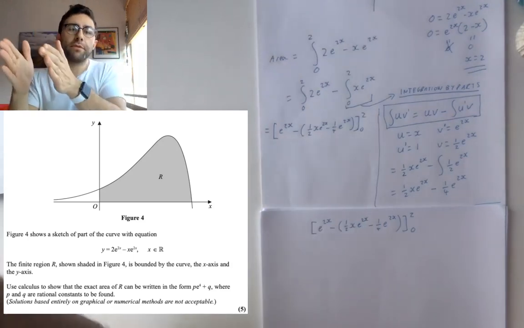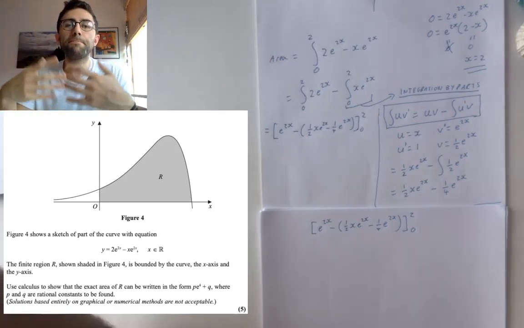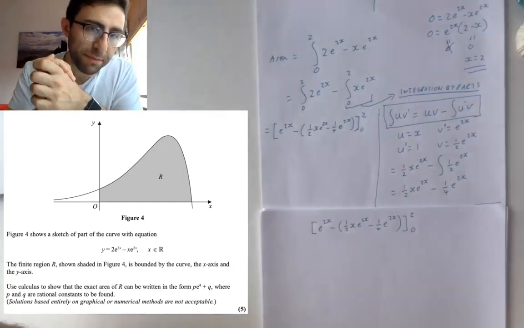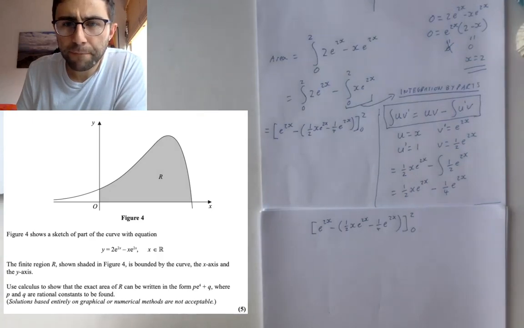You've got two things multiplied. One of them's easy to differentiate. One of them's easy to integrate. It's integration by parts. The rule's there. I've written the rule out there.